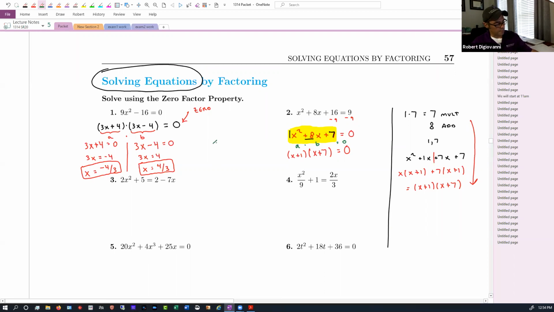This means that x plus 1 equals 0, or x plus 7 equals 0. And those two little linear equations are pretty easy to solve because you just isolate the x. Subtract 1 on both sides, subtract 7 on both sides, and you have your 2 answers, -1 and -7.